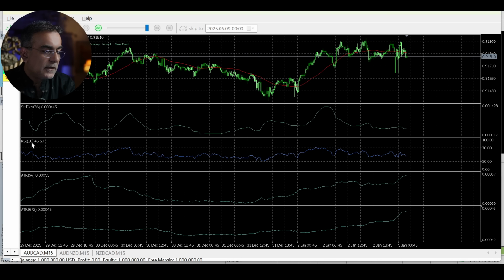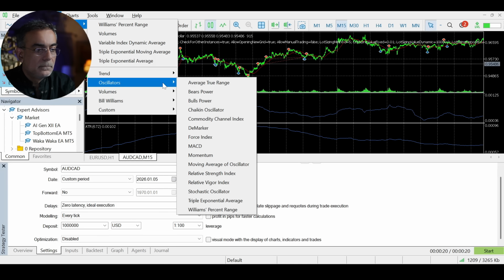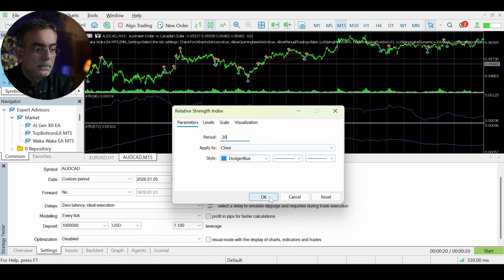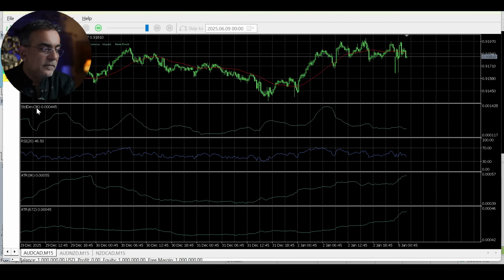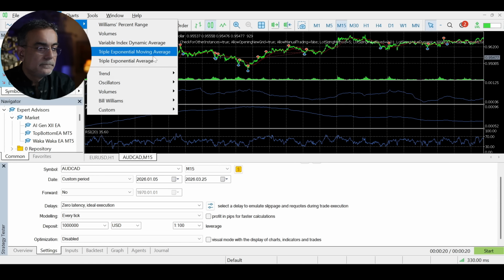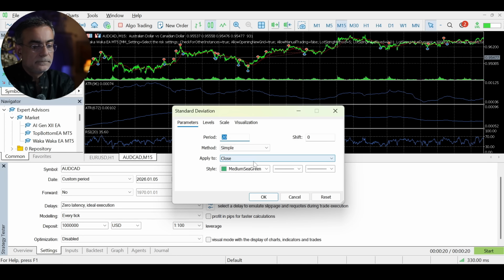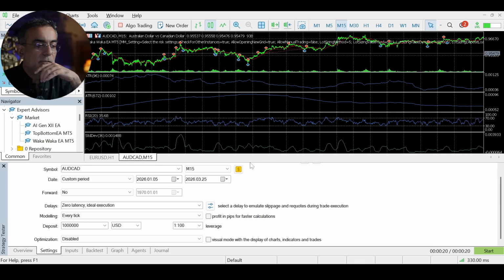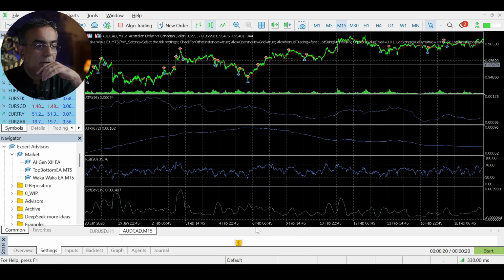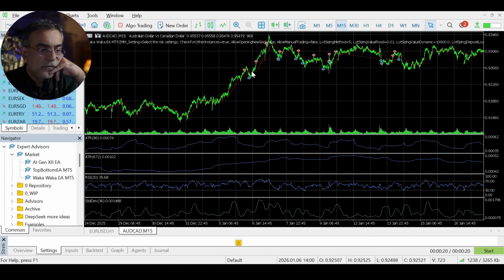Then we know there is an RSI 20. And there is standard deviation 36. So now we have all four of them here on the results. And let's look at the first trade, which is here.